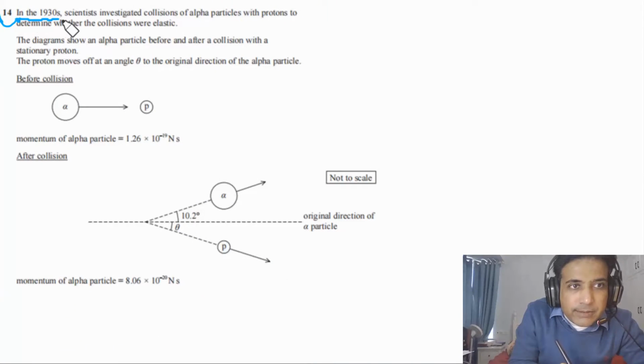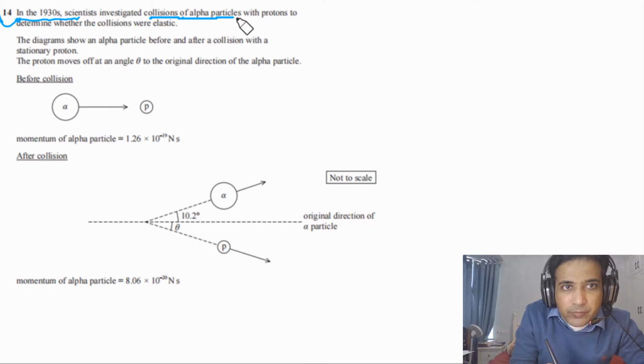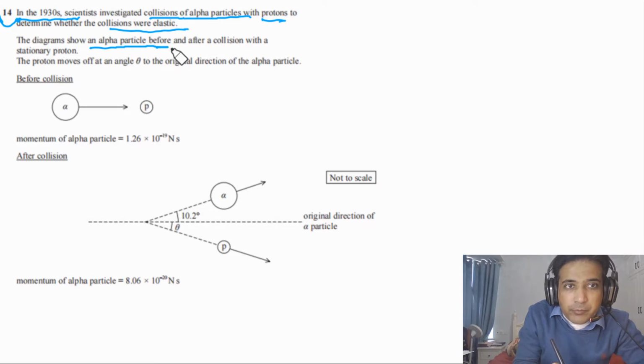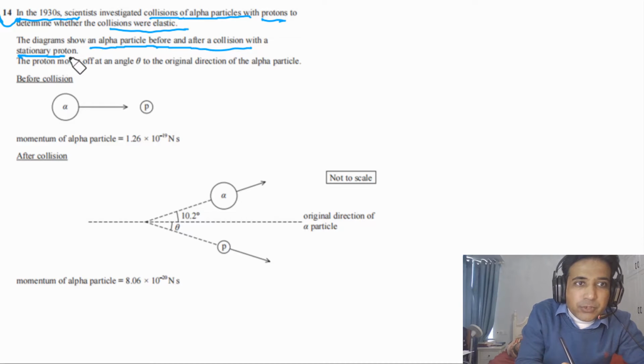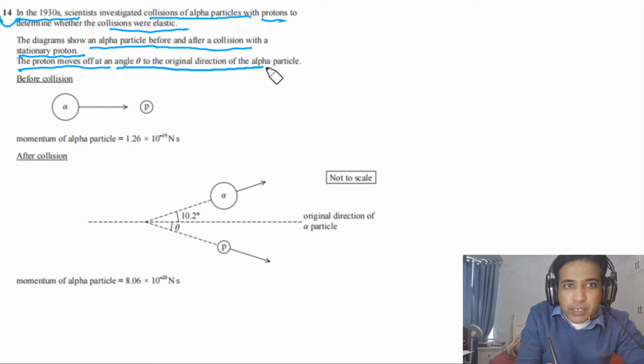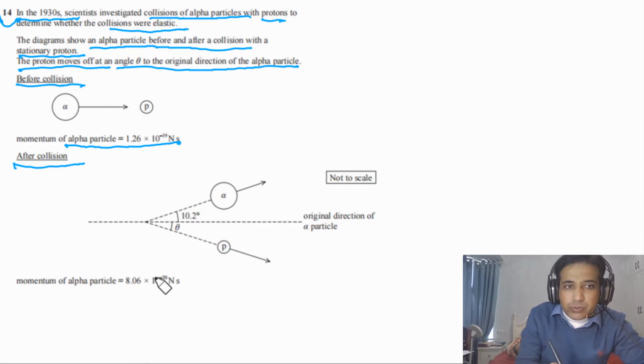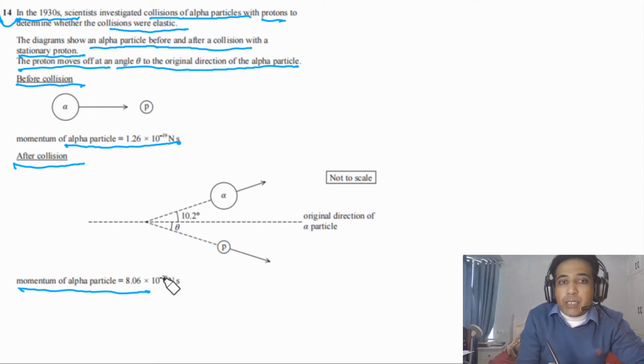Question 14 says, in the 1930s, scientists investigated collision of alpha particles with protons to determine whether the collisions were elastic. The diagrams show an alpha particle before and after the collision with a stationary proton. The proton moves off at an angle theta to the original direction of the alpha particle. Before collision, alpha particle is moving and proton is at rest, and momentum of alpha particle before collision is given to us, and after collision this is the situation, and momentum of alpha particle after collision is also given to us.